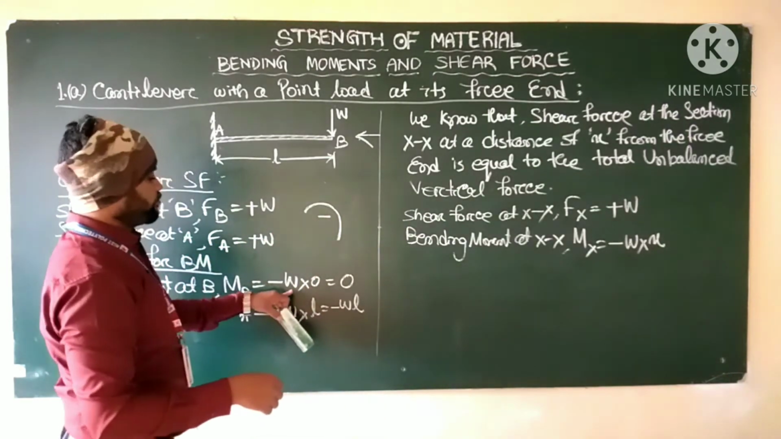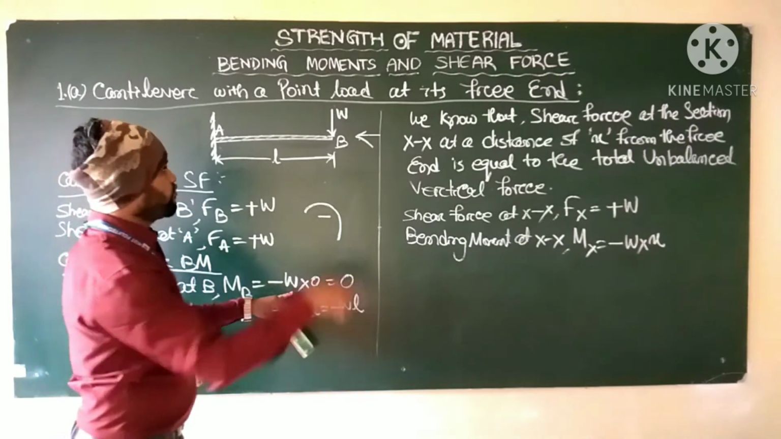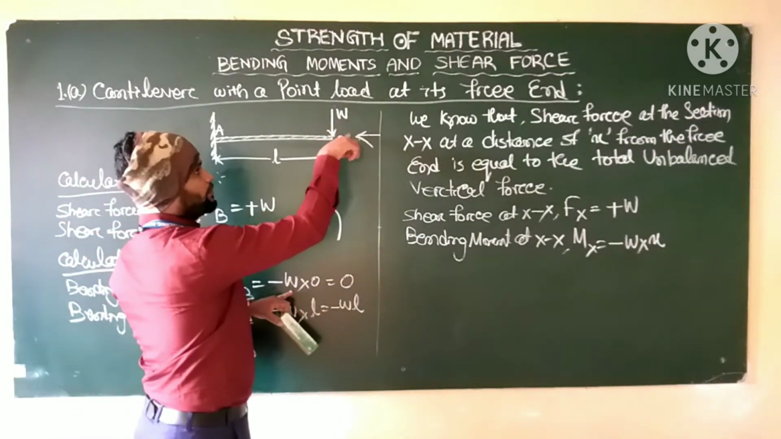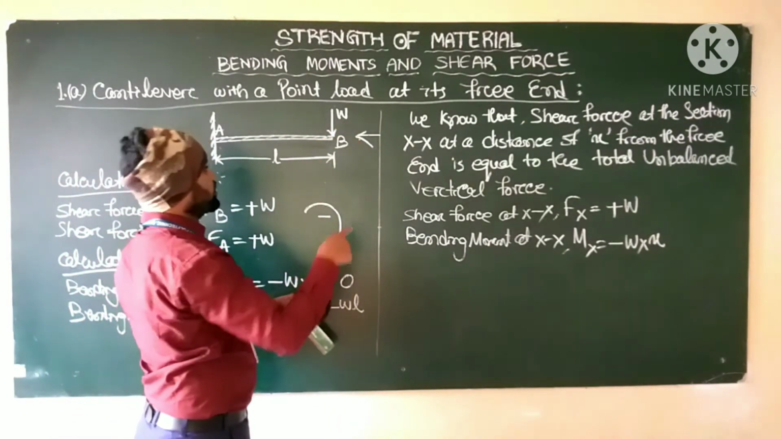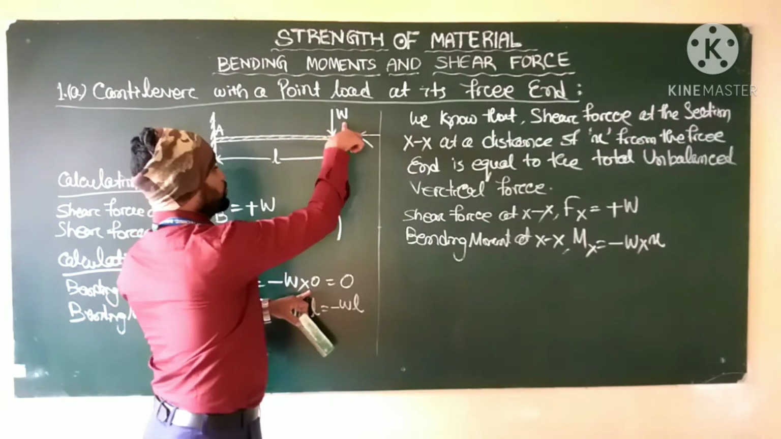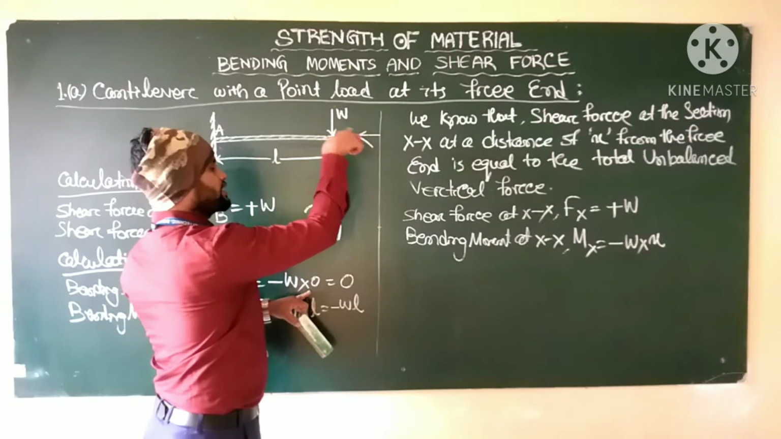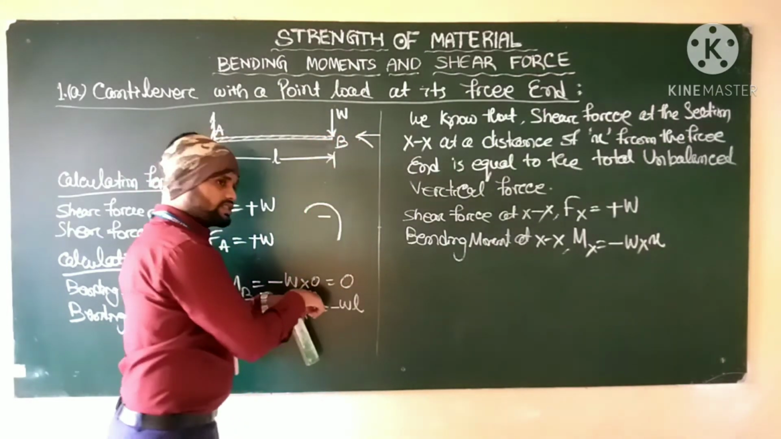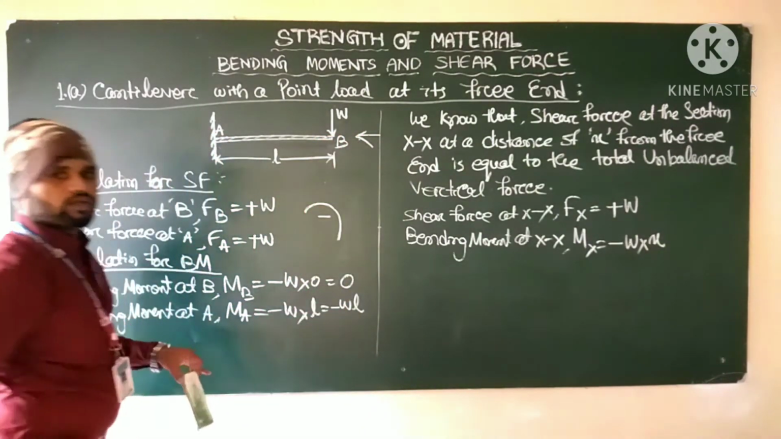So negative moment we will calculate force into distance. Force means the force applied at P, that is W, into the distance from B to B. As W is applied at B and we have calculated the moment at B, the distance is 0. So W into 0 equal to 0.